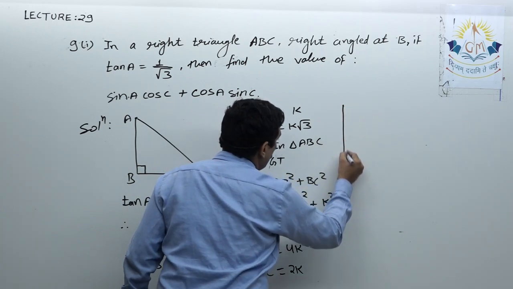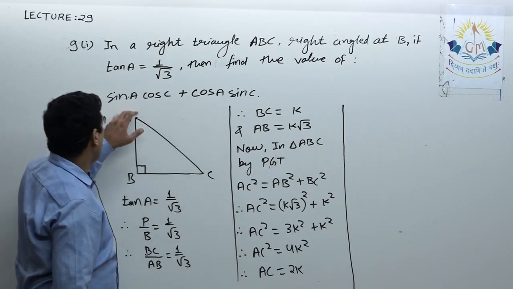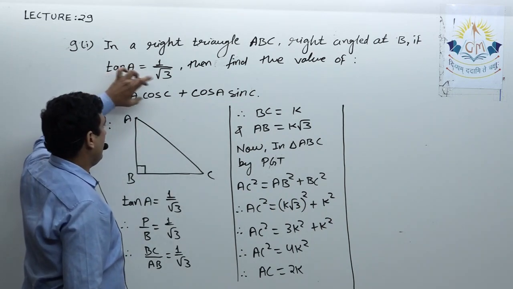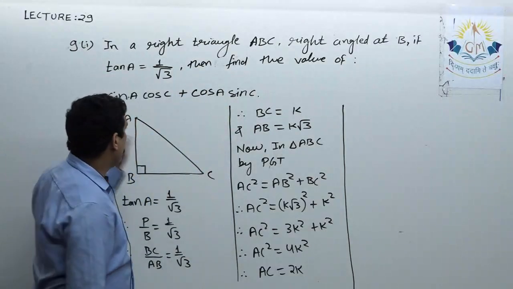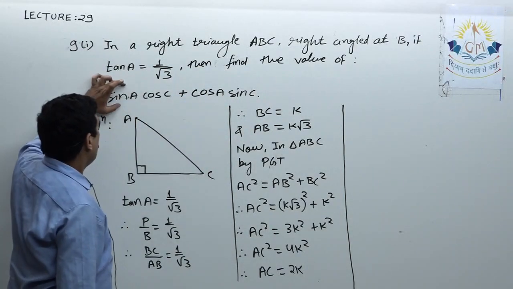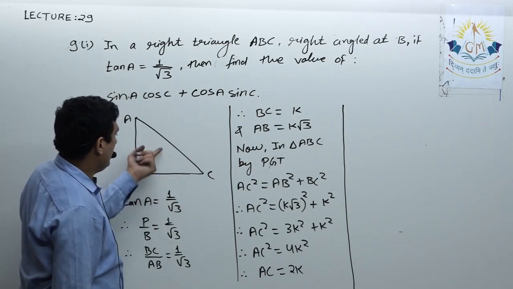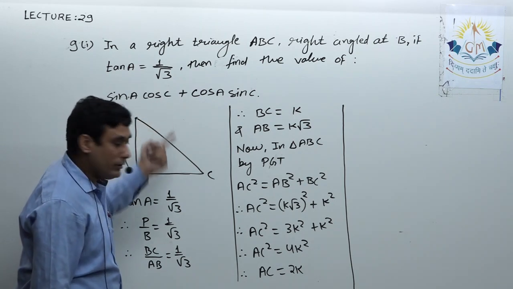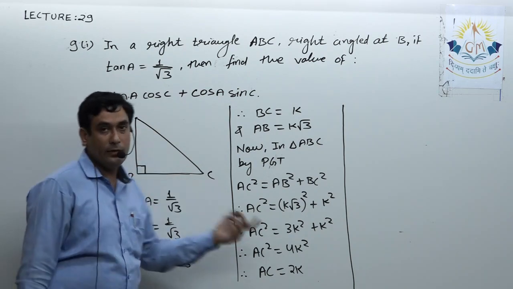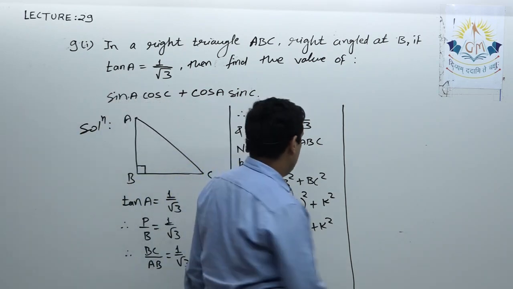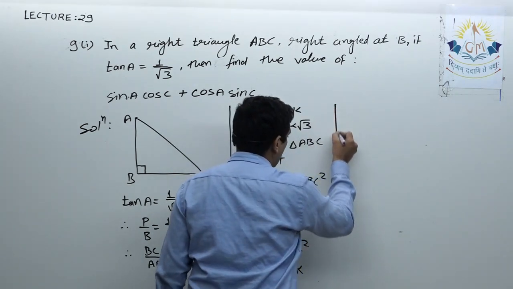Now there are two ways to obtain the value of this. First, I obtain sin A, then cos C, then cos A, then sin C. This is one way. Another way, I directly write the expression and in place of sin A I write perpendicular upon hypotenuse, that is BC upon AC. In place of cos C I write base upon hypotenuse, that is BC upon AC, and so on. The second method will take less time, so I will start with that.